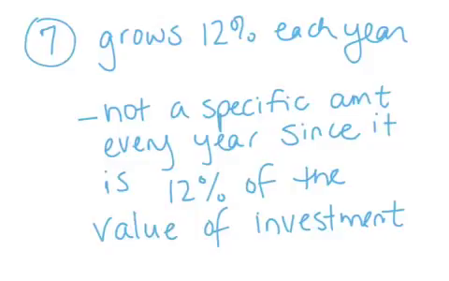Okay, on number 7, it says my investment grows 12% a year. Well, if I invest money and it grows 12% this year, the amount of money that I have in my account next year being multiplied by 12% is not the same amount. It increased. So it's not a specific amount every year since it is 12% of the value of the investment. So each year, the 12% would be multiplied by the new value. So this is definitely an exponential equation.